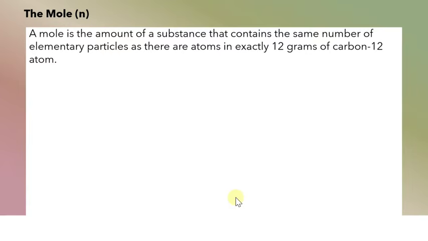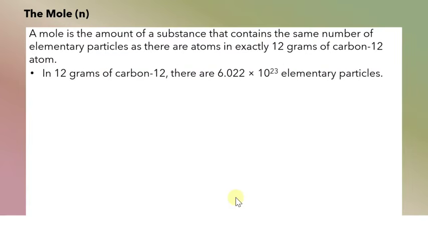Okay, here we go. So we are saying in 12 grams of carbon-12, there are 6.022 times 10 to the power 23 elementary particles. Yeah, so that is already determined. If you have 12 grams of carbon-12 atom, then you must know that in that 12 grams it has 6.022 times 10 to the power 23 elementary particles.